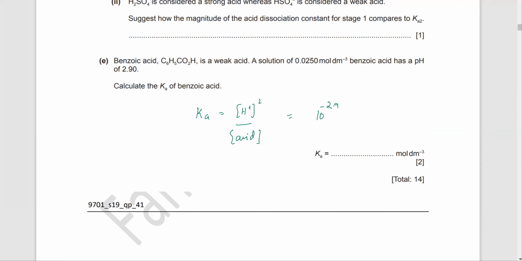I mean, you can do the working over here. Minus log of H plus 1 is 2.9. So H plus 1 would be 10 power minus 2.9. And that's squared, divided by the acid concentration, which is already given over here. It's benzoic acid, 0.0250 mole per decimeter cube. Tell me what the value is.